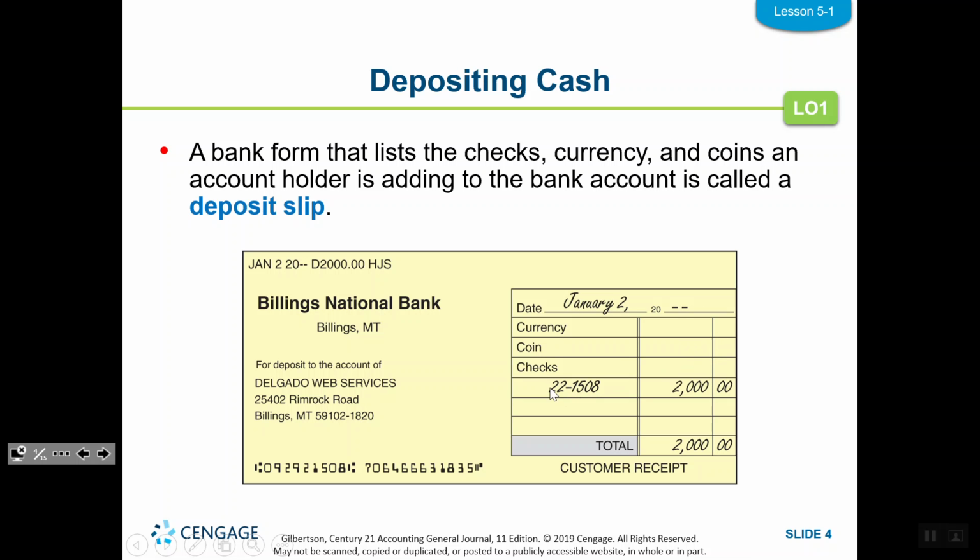And then the check that you're going to deposit, this is a number, and I'll show you where that number is in a little bit. That kind of identifies the check. And truthfully, on my account, I'll put who I received the check from instead of this number. And then here's the amount of the check. Then you'd add these all up, and that's your total deposit.